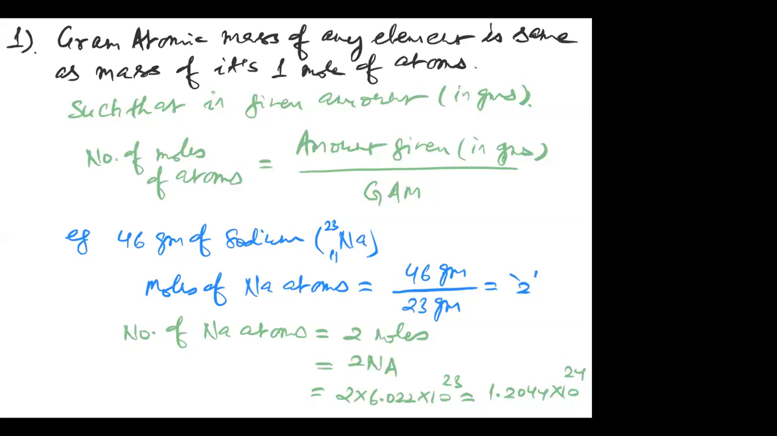2 moles means it is twice of NA, which is twice of 6.022 into 10 to the power 23, which eventually comes out to be 1.2044 into 10 to the power 24. So the same thing we can see for molecules also.